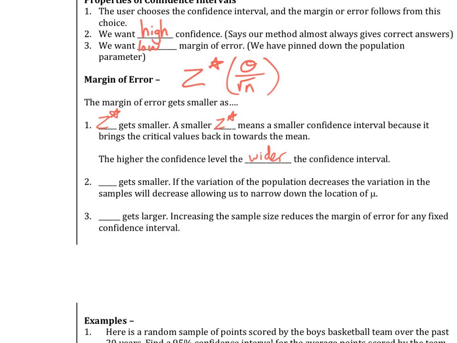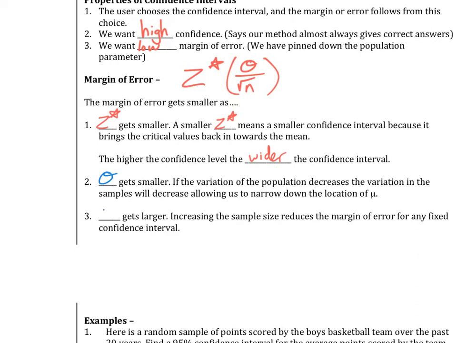Number 2, it says, as the standard deviation, or as sigma gets smaller, if the variation of the population decreases, the variation in the samples will decrease, allowing us to narrow down the location of our mean. So the less spread out, the smaller the standard deviation, the better we can narrow down our mean. If it's really, really spread out, it's harder to find the mean. But if the data is less spread out, meaning a smaller standard deviation, the easier it is to narrow down and figure out where the mean will be.